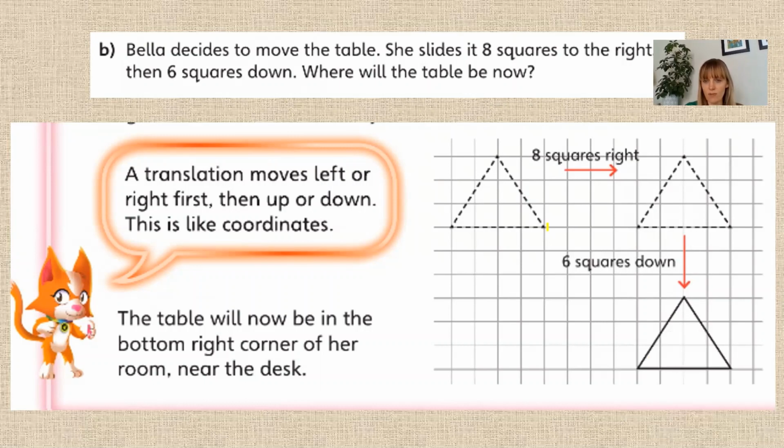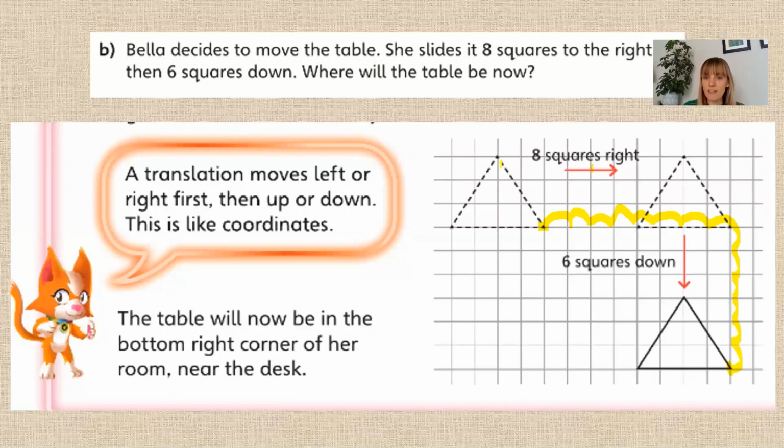So if I just change my pointer a little minute, I'm just going to use my highlighter. So I'm just going to highlight here, that's that vertex. So I would go 8 to the right, yes, to the right, 1, 2, 3, 4, 5, 6, 7, 8, and then this is going to come 6 squares down. 1, 2, 3, 4, 5, 6, and you can see that that is the same vertex as the original triangle.